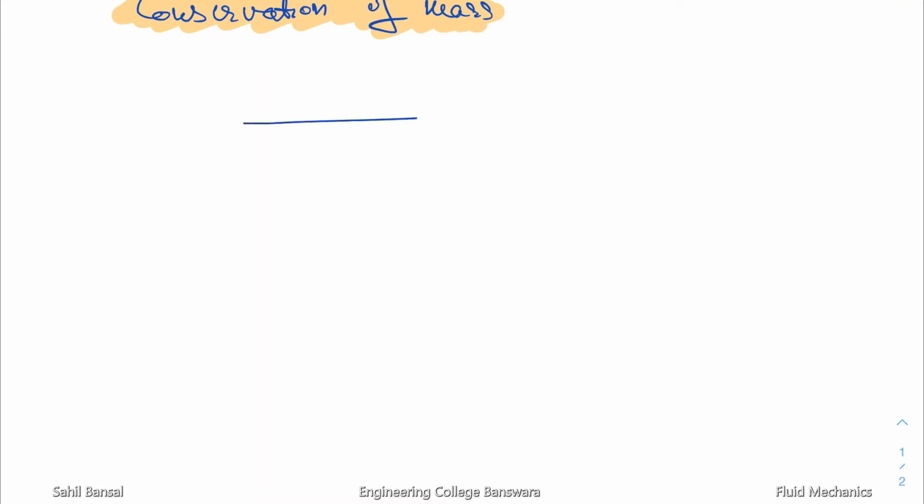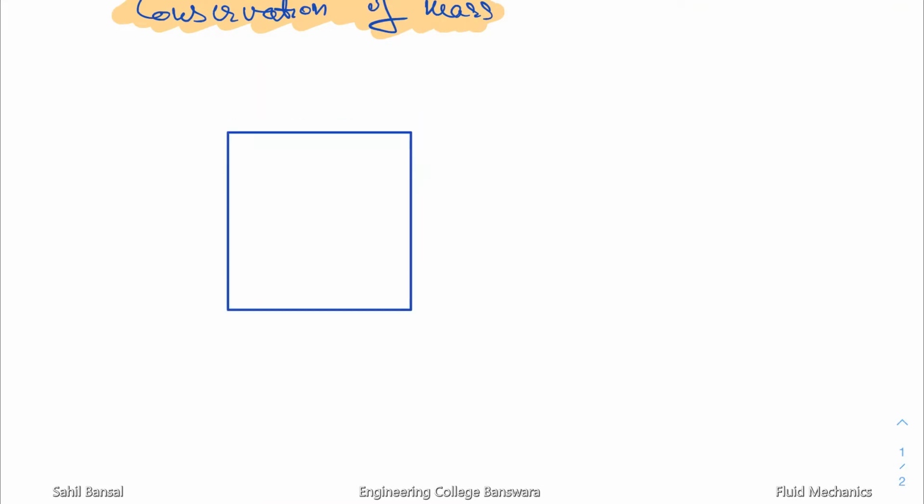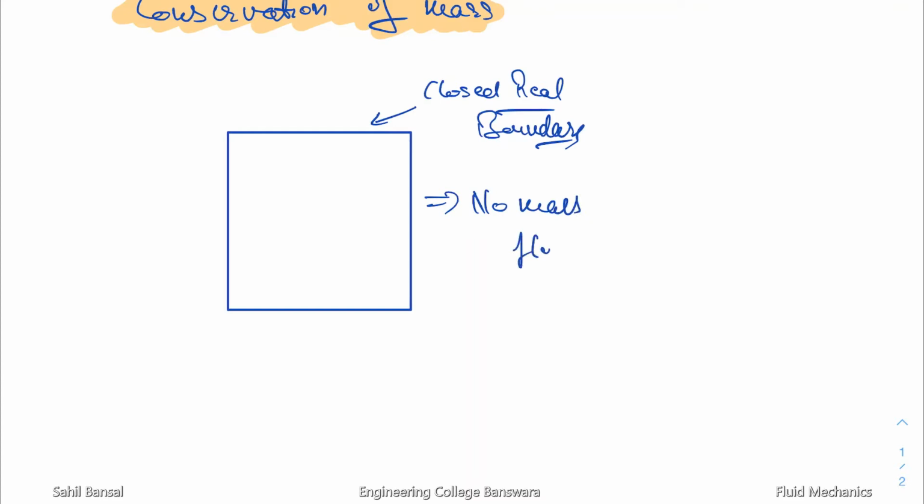So what's conservation of mass? Let's first talk about system, then we move on to control volume. Let's say this is my system. So I know this is closed real boundary, which implies no mass flow. The mass can neither get in, neither the mass can get out, right? There is no change in mass, which means mass of system is constant.